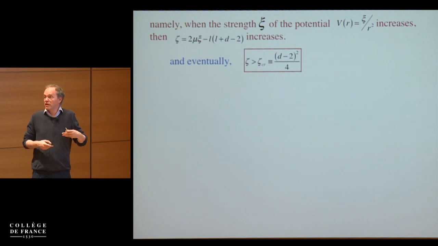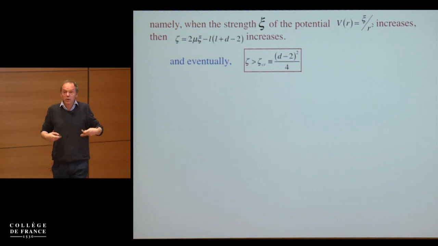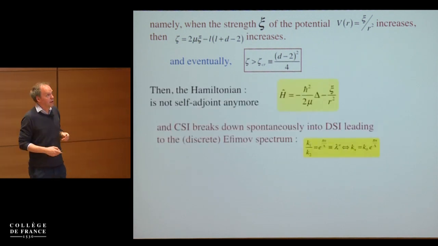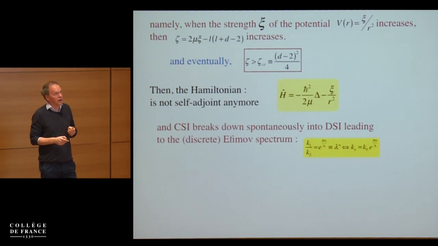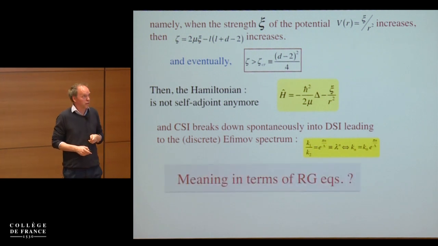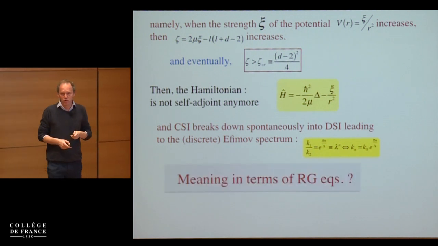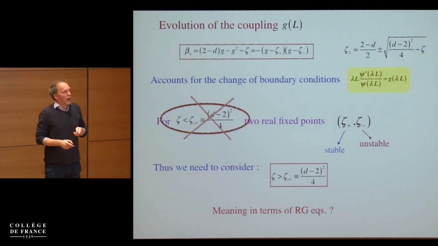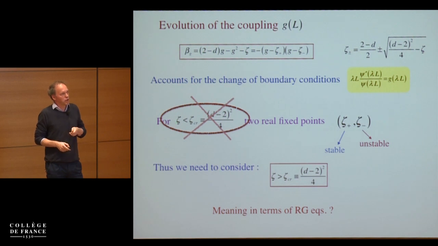And this is where the problem is, which means that when the potential becomes very strongly attractive, then we start to have a problem. When it is mildly attractive, then there is no problem, okay? So this is when the Hamiltonian is not self-adjoint anymore, and this is when this continuous scale invariance breaks into a discrete scale invariance, and we get this Efimov spectrum. Okay? So now, what is the meaning of the renormalization group equations if we remember that here is the physics of the problem? Again, this is not the limit that we have to consider, the limit where zeta is small, but instead we need to consider the limit where zeta is larger than this critical value. This is where we have this problem of self-adjointness.